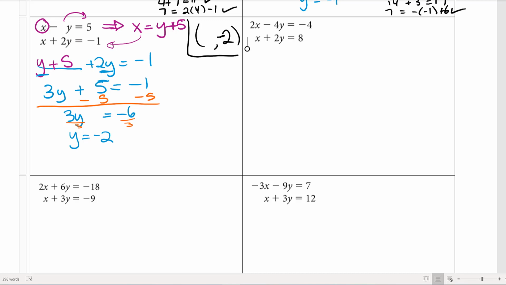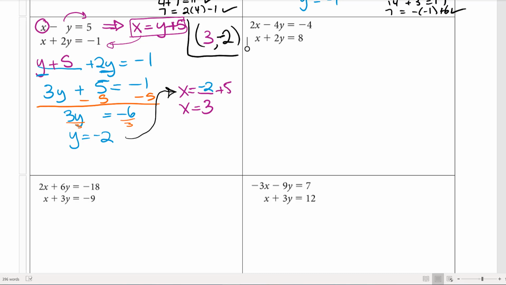So how am I going to find the x? I'm going to go ahead and plug it back in to any of the original problems. Now, I'm going to choose the x equals, because it's already solved for x. x equals y plus 5, but instead of y, I'm going to replace y with negative 2, because I already know that y is equal to negative 2. To solve this, that's pretty simple. Negative 2 plus 5 is 3.